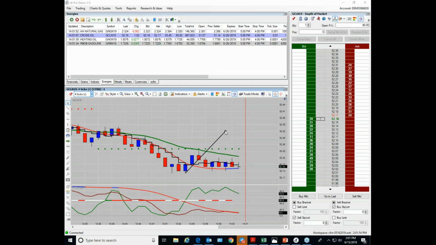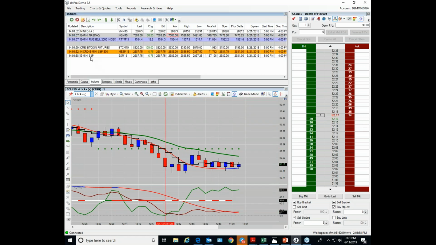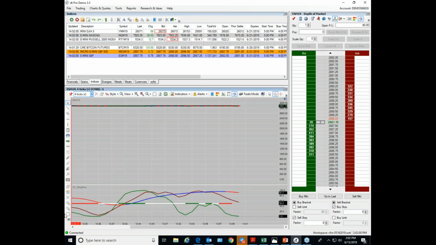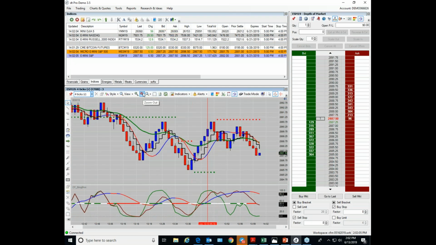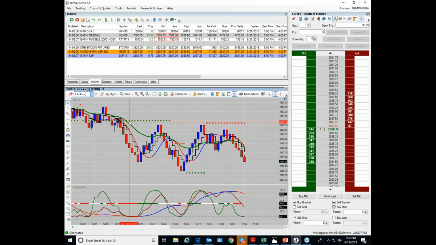All right, so it's 2 o'clock. Let's see what the crazy S&P is doing. Crazy S&P is consolidating. Dynamic support and resistance side by side. All right, I'm going to end it.